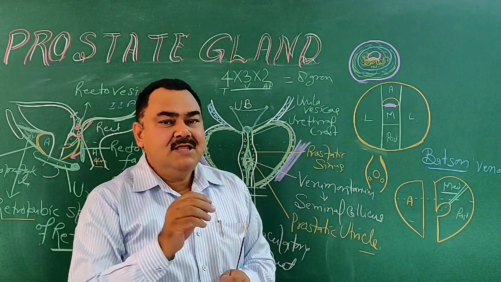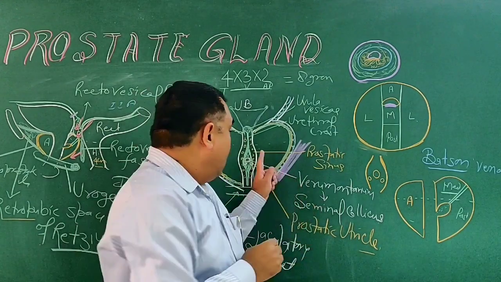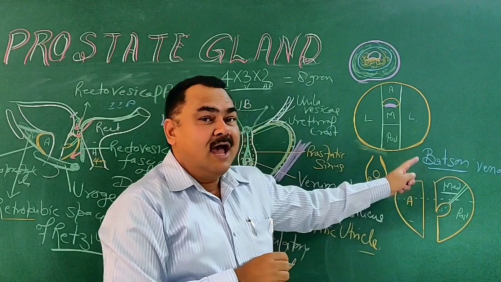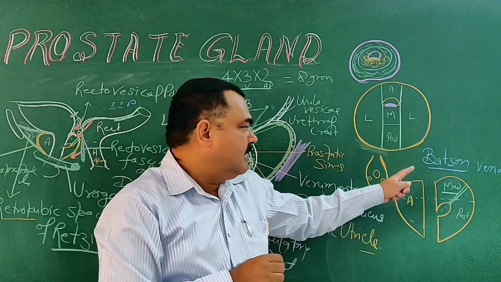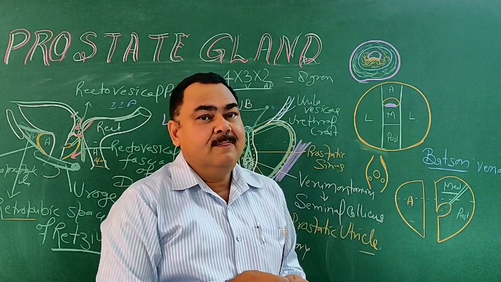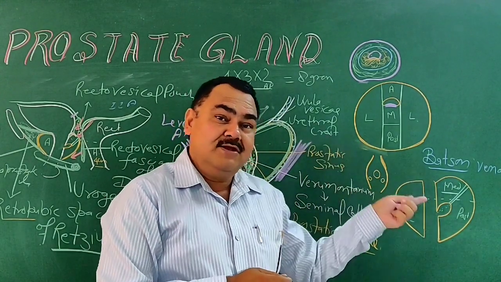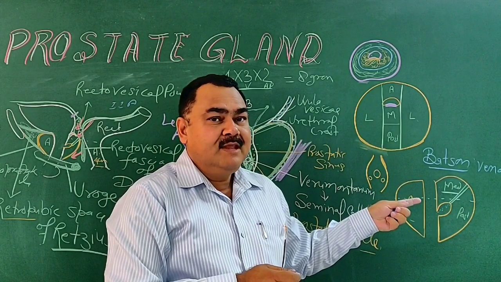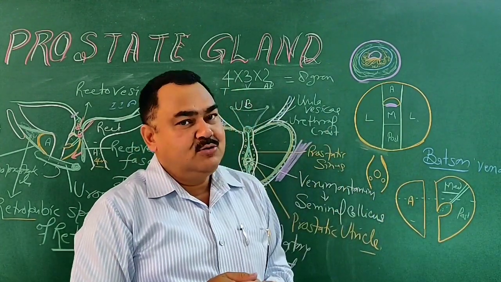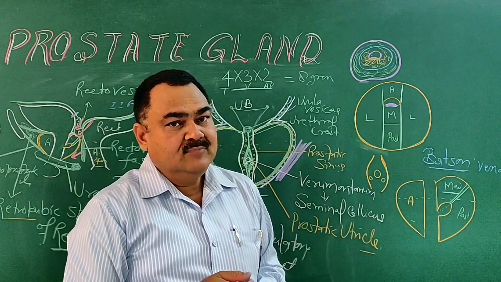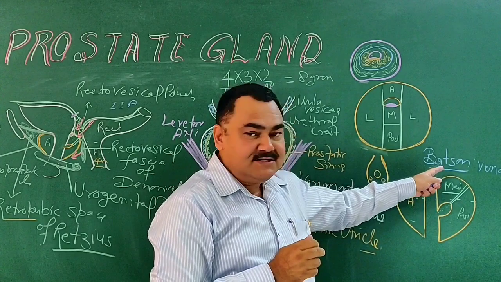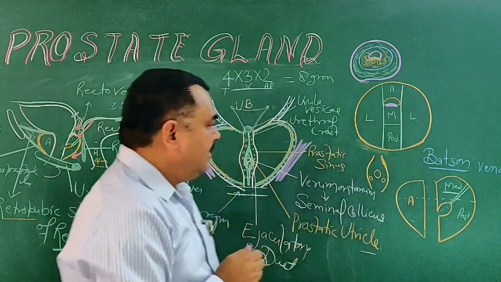And within the substance of the vertebra. Infection from the prostate may reach Batson's plexus, and through Batson's plexus it may infect the vertebra. Carcinoma of the prostate may easily reach the vertebra, and from the vertebra it may extend vertically and reach into the cranial cavity also. We'll discuss Batson's venous plexus in another lecture. This is a very important venous plexus.